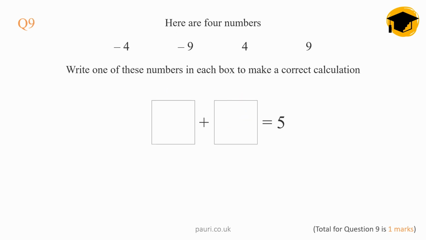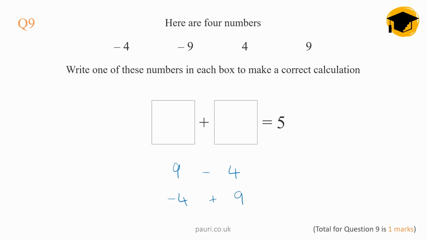Let's read the question before we answer it. Here are 4 numbers. Write one of these numbers in each box to make a correct calculation. We've got a 9 and a 4 and we need to make a 5. One way I can think about getting 5 is if I've got something like this. 9 minus 4, that gets me to 5. Another way might be minus 4 plus 9.